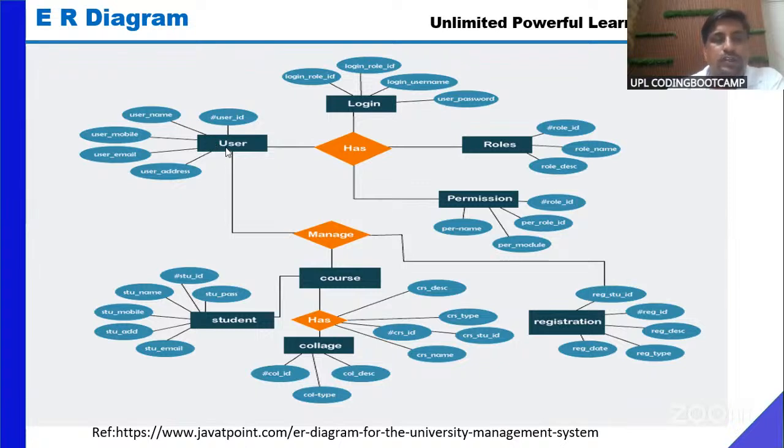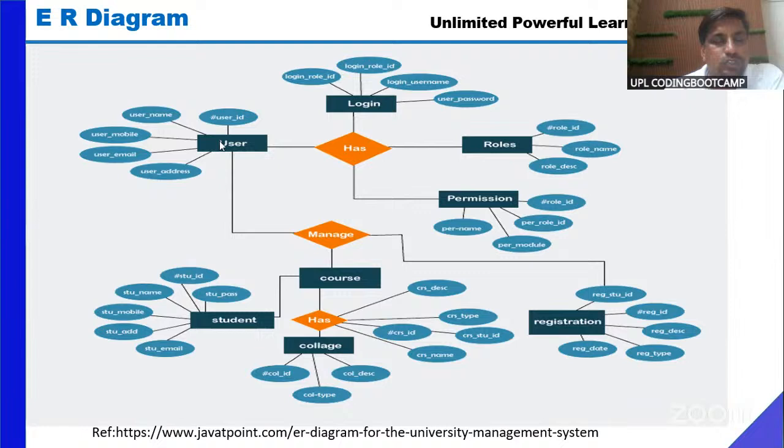So user has roles. User has login. Login may be login role ID, login username, login user password. These are called attributes or column names. Similarly, user ID, name, mobile number, email, and address. Actually, for user underscore name, we should not give it like this as per the standards. Unfortunately, the picture I have taken is like that.